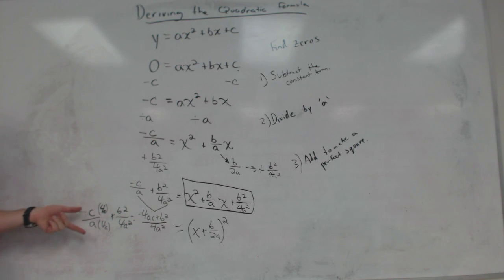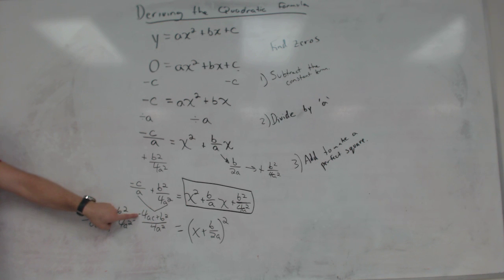And the entire thing is negative. Well, there's a negative right here. There's a negative on the 4ac. But the b squared is not negative, right? And the bottom is not negative.